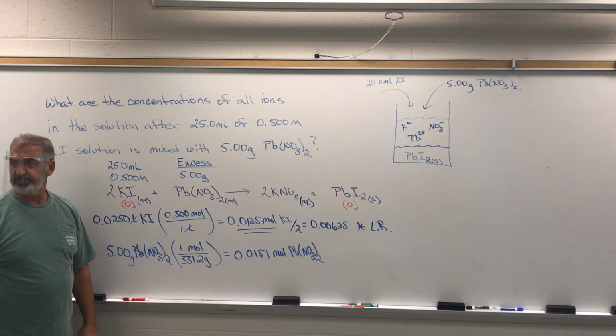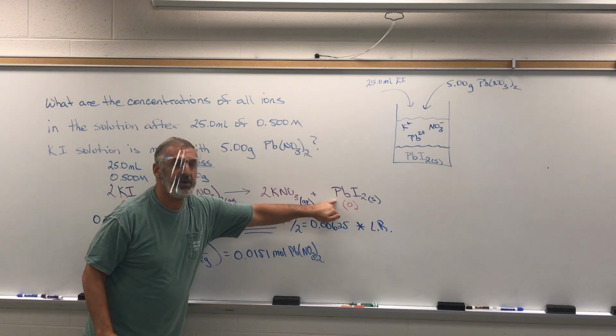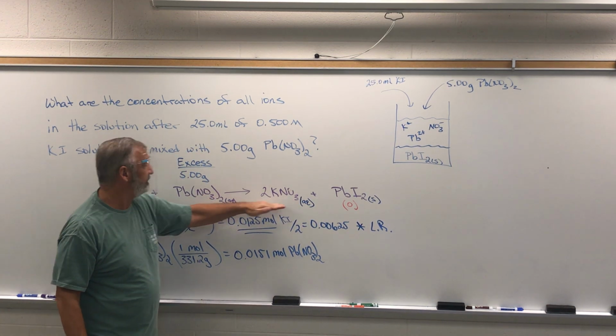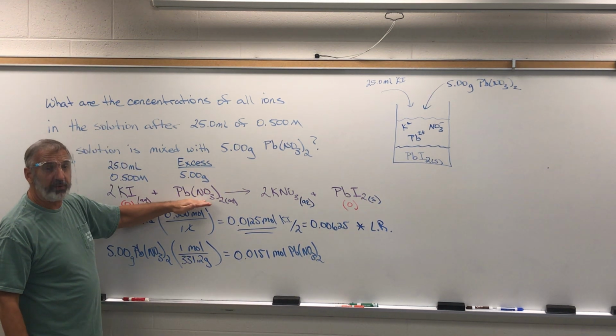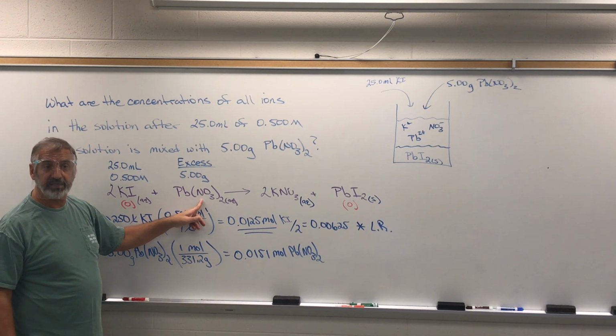Is that making sense as far as just understanding what's going on? So we have, this is sitting at the bottom. This is just floating around, broken apart as the ions, K+ and NO3 minus. And then some of this reacted, but some of it's left over, and the part that's left over is still going to be Pb2+ ions and NO3 minus ions.